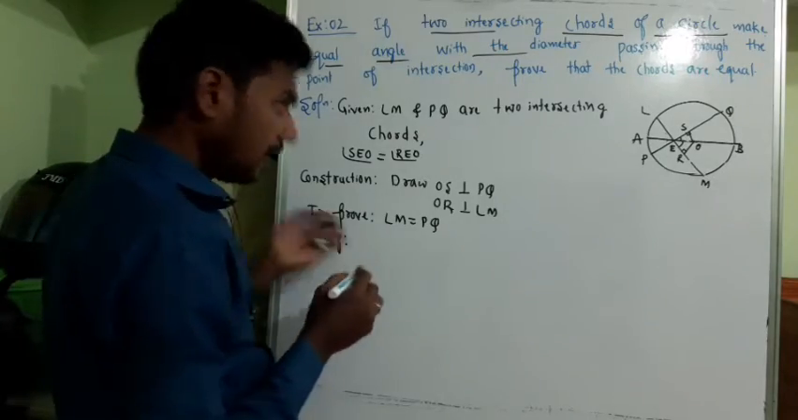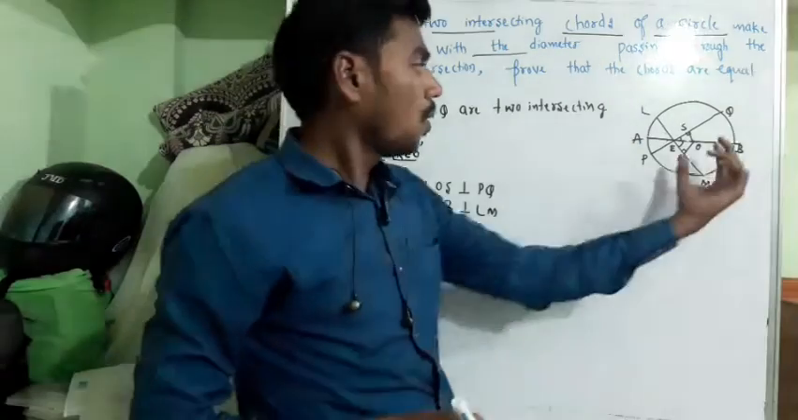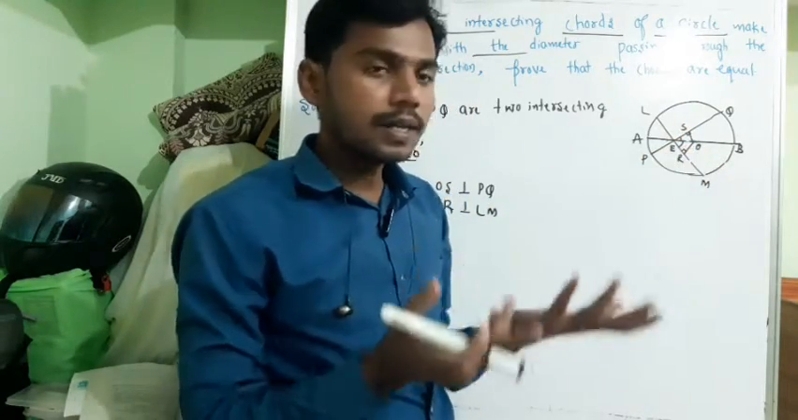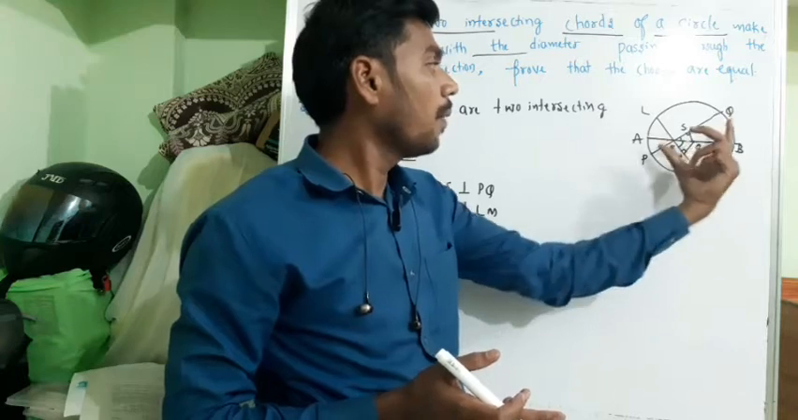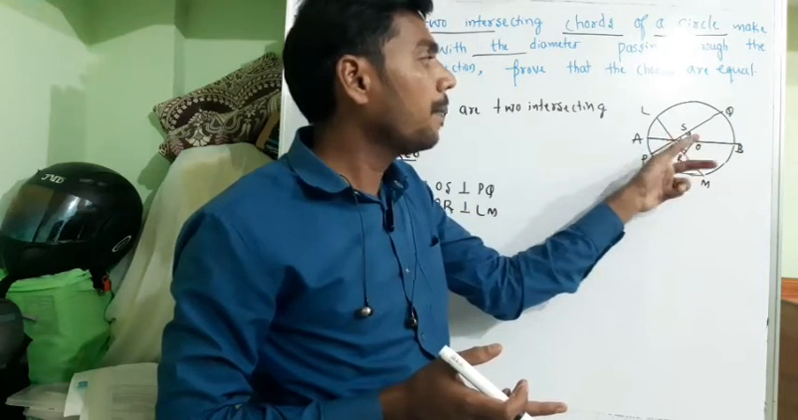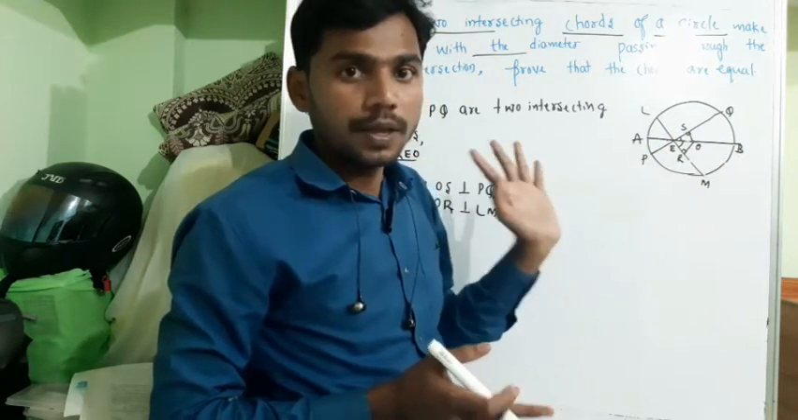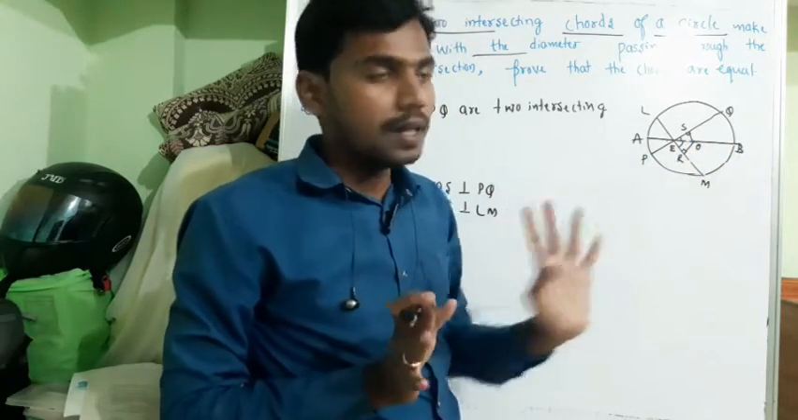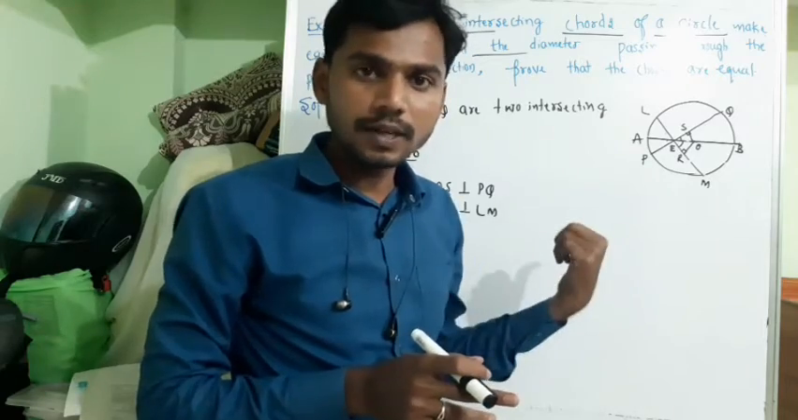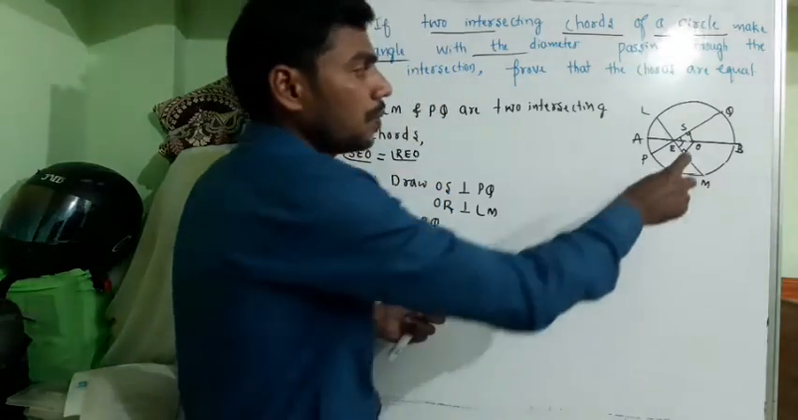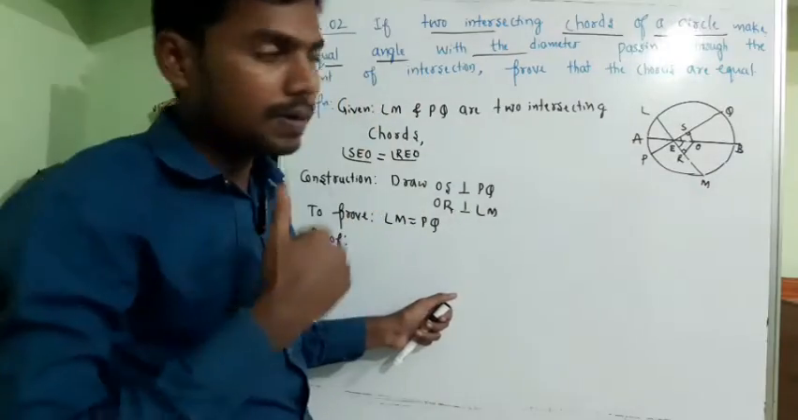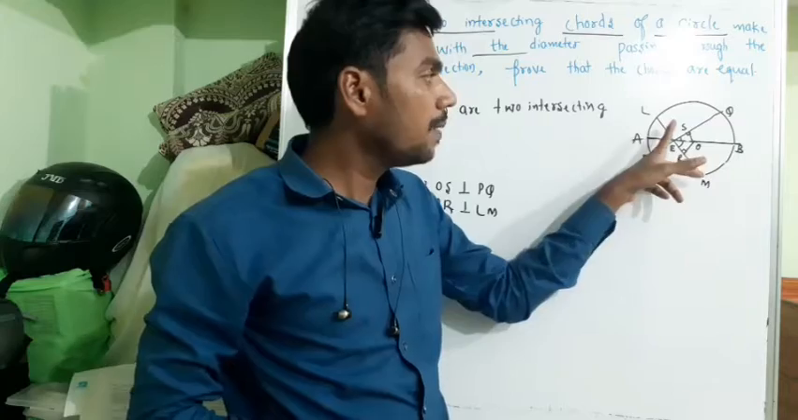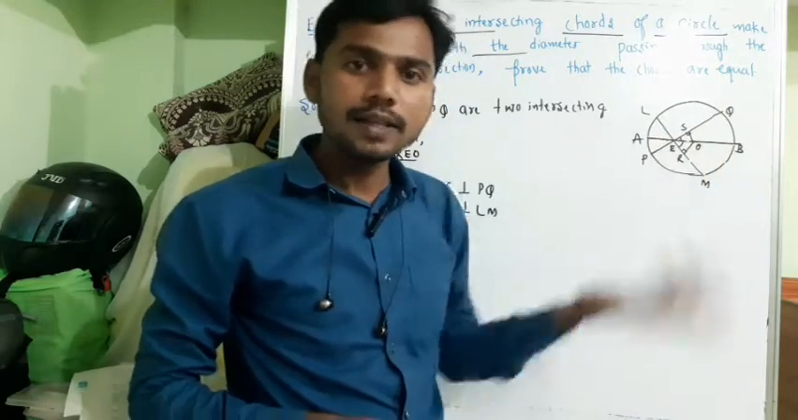See, if I am able to prove OR is equal to OS, what are they? They are the distances of PQ and LM from center O. If the chords are equidistant from the center, then those two chords will be equal according to the theorem. So we need to prove OR is equal to OS. If I am able to prove that, then obviously LM is equal to PQ through the theorem.